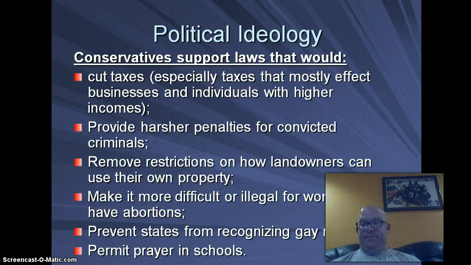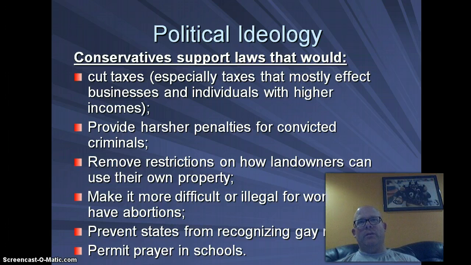Continuing on, conservatives would support laws. Again, a conservative person with a conservative viewpoint would probably support laws that would cut taxes, especially taxes that were going to affect your upper middle, your businesses, and your individuals with higher incomes because of the progressive nature of our tax system. They would support any law that was going to support harsher penalties for convicted criminals.